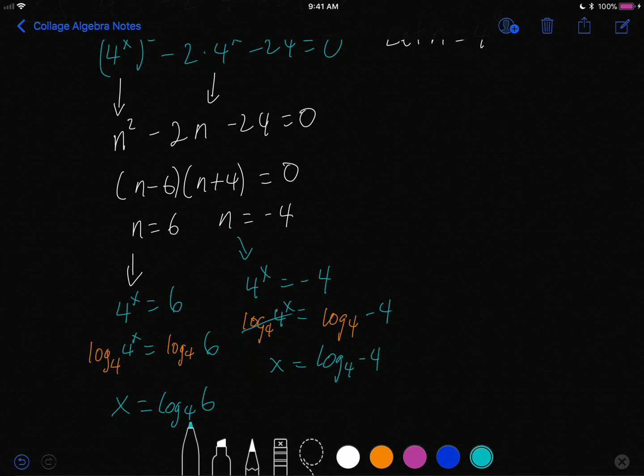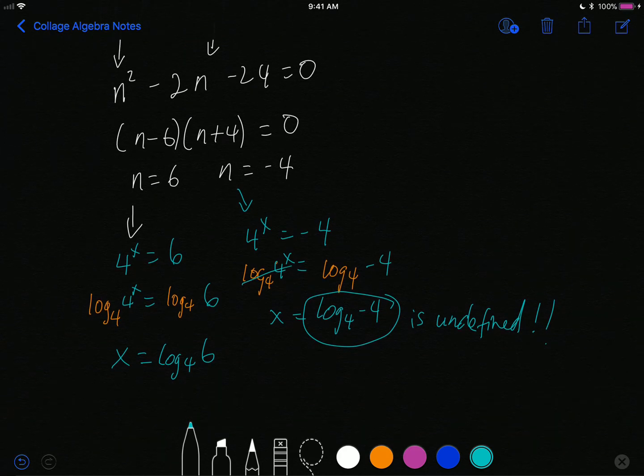But we then recall that this does not make sense. You cannot take the log of a negative number. This is undefined. We say, oh no. And so that tells us that we actually only have one answer, and that one answer is log base 4 of 6. This right here is an extraneous solution. A solution with no friends. It's really sad but true.